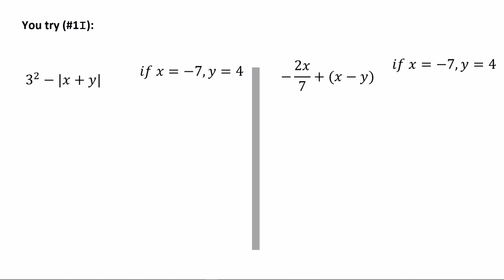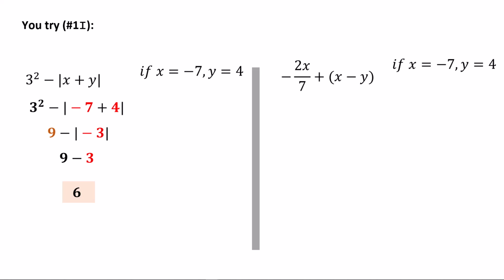If x is -7 and y is 4, we replace those in the expression 3 squared minus absolute value of x plus y. X is replaced by -7, y by 4. Since the absolute value itself contains an expression, we do that expression first, then we take the absolute value, which is the absolute value of -3. And so 3 squared is 9, and so it's 9 minus the absolute value of -3, which ends up to be 9 minus 3, which is 6.